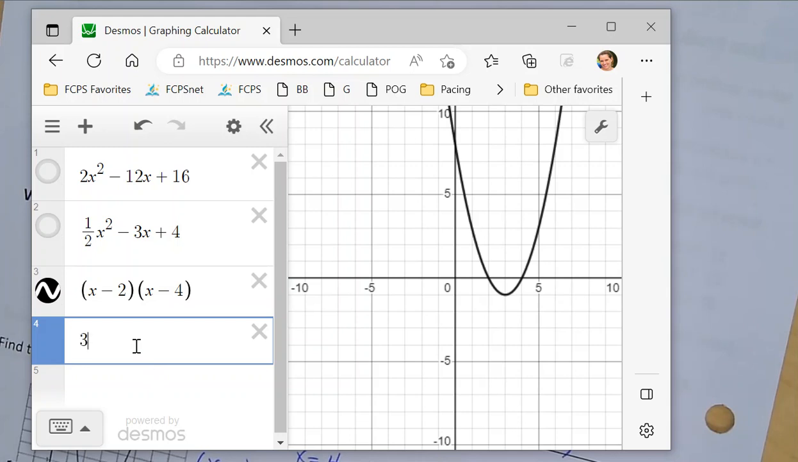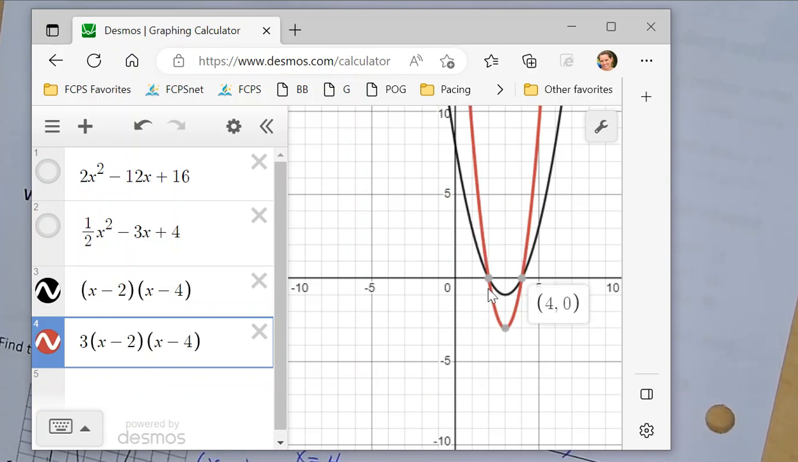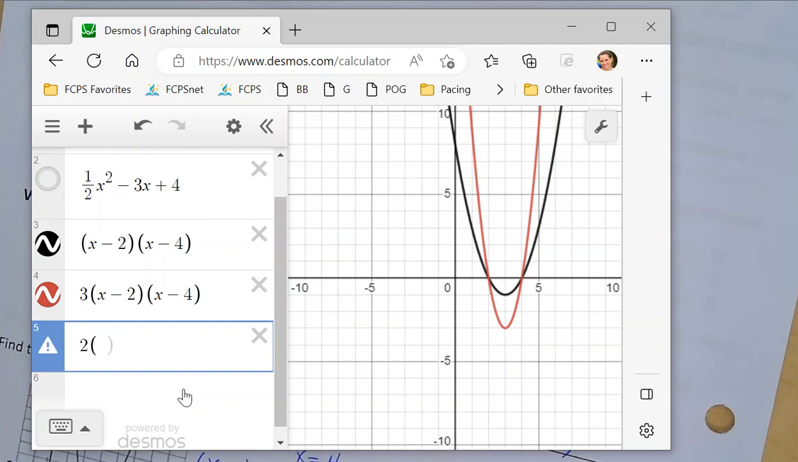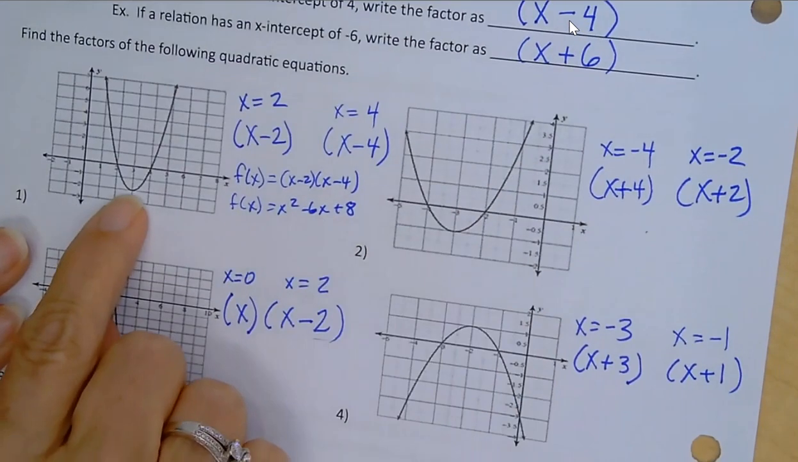What if I have 3 times x minus 2, forgive me, times x minus 4? Look, I have the same zeros. It's just that my vertex moved. So it turns out what I really would need in my final answer, if I wanted the full function of what we just looked at, it would be 2 times x minus 2 times x minus 4. Okay, you can see that now the vertex is at 3, negative 2. And if you had looked on our paper here, our vertex here was at 3, -2.